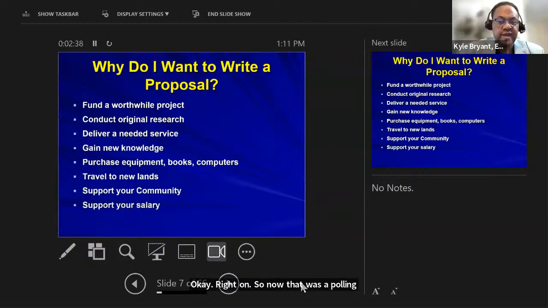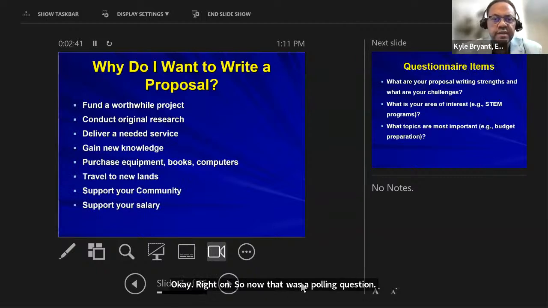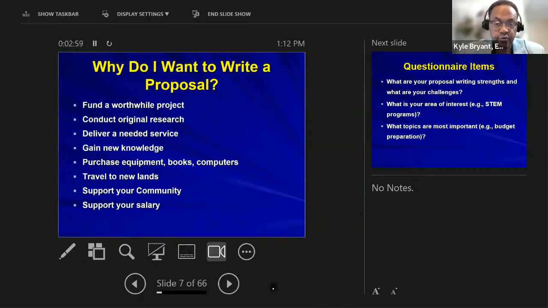Now, that was a polling question. Here's the polling slide. So if you've all responded to that, can we see the results of that? Great. So it looks like the majority of you want to fund a worthwhile project and then deliver a needed service, support your community. Those are the highest ranking ones. So that's good to know. Okay, let me close this.